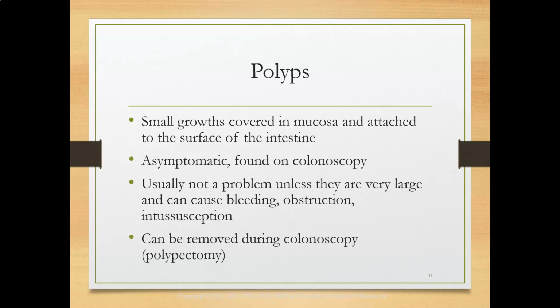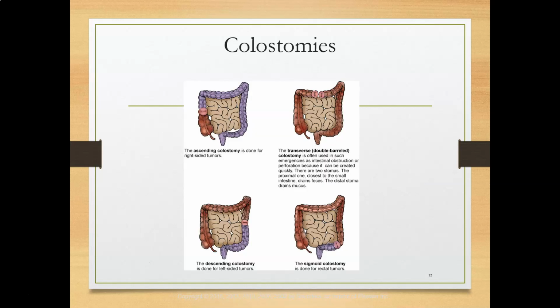All right, then. Moving on from polyps, we're going to talk about colostomies. Colostomies can either be in the ascending colon, and that is done for right-sided tumors. It can be transverse, which is often used in emergencies if there is an obstruction of the bowel or perforation, because it can be created quickly.